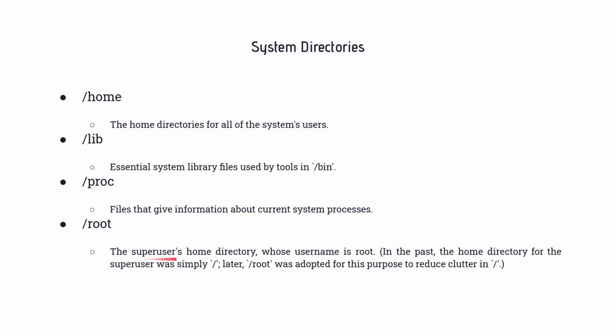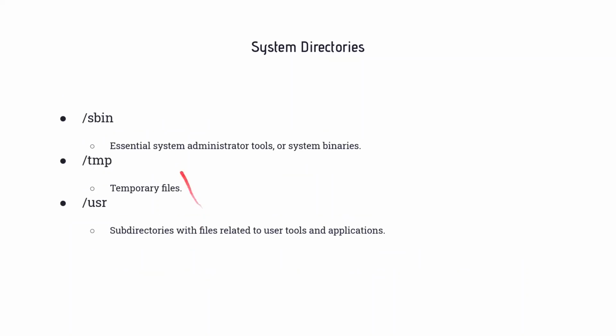Slash root is the superuser's home directory. Then you have sbin, which is system administrator tools or system binaries. Then you have tmp, which includes the temporary files, and slash usr, which includes the subdirectories with files related to user-specific tools and applications.